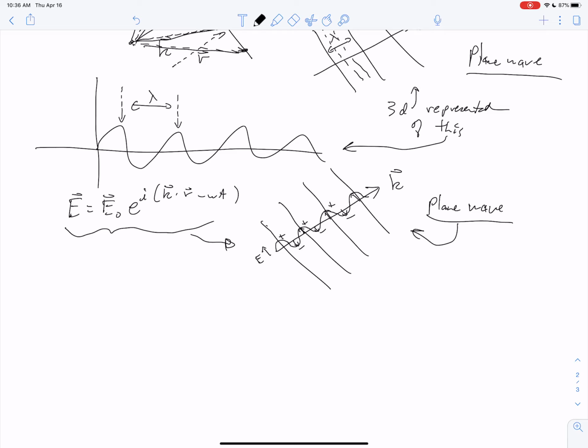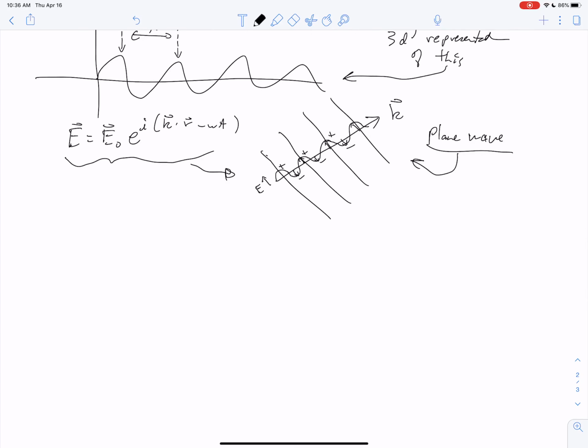But E is not the only solution. We can also have a magnetic field, and we can also have a magnetic field plane wave, because this is also a solution of the wave equation. So the point is that we then have these three important vectors.